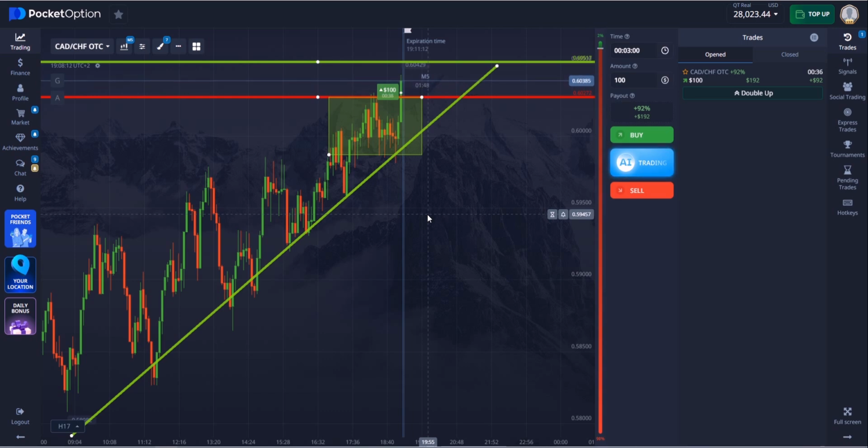In addition, always remember that you should only trade in the direction of the trend. Never open a trade against the trend. This is very dangerous. The first thing you should do is always identify the trend on all time frames.